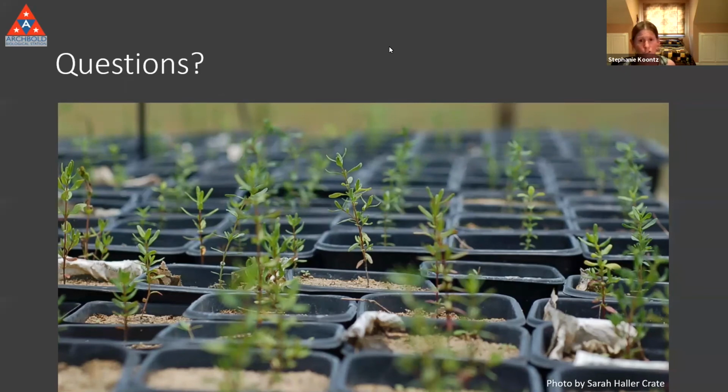I'd like to point out that for the Carter Creek population, U.S. Fish and Wildlife Service has been really great about getting fire back into that system.